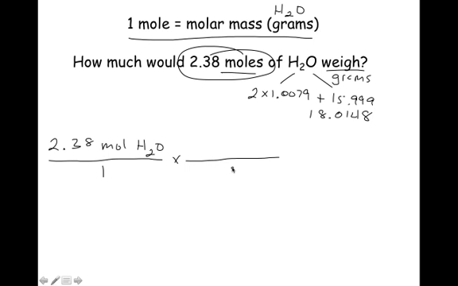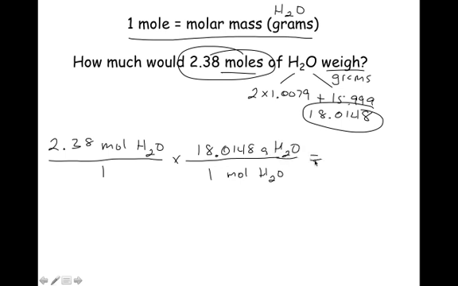Now, what unit do we put on the bottom? Do we put the mole on bottom or the molar mass on bottom? We're going to put the mole on bottom because it's going to cancel. So 1 mole of water, and we're going to put the mass that we just figured out, the molar mass of water, 18.0148 grams of water on top. And that's our setup. So then we just do the math.